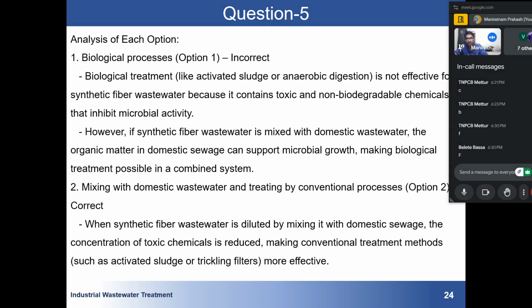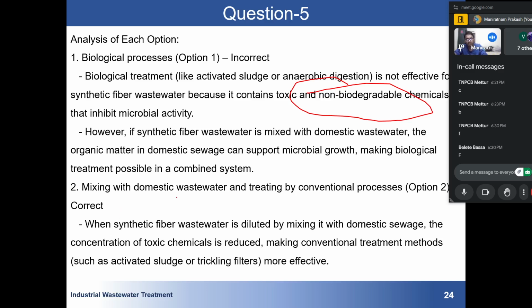Biological treatment like activated sludge or anaerobic digestion is not effective for the synthetic wastewater because it contains toxic and non-biodegradable chemicals that inhibit microbial activity. However, if synthetic wastewater is mixed with domestic wastewater, the organic matter in domestic wastewater can support the microbes, making biological treatment possible. So this is another condition. But in general, biological treatment cannot be done.